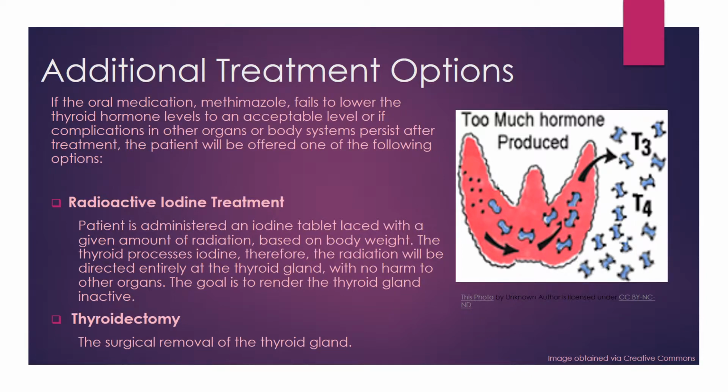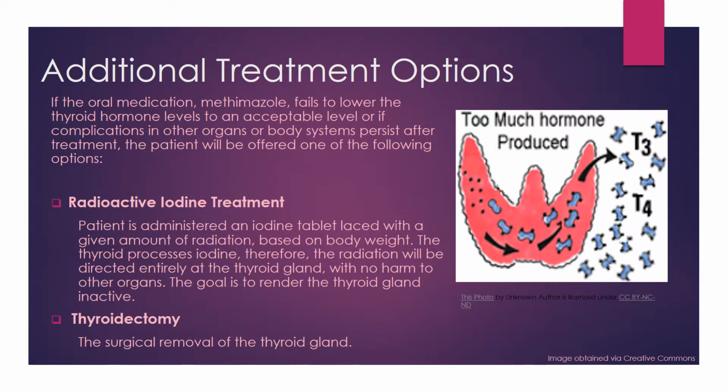Additional treatment options. If the oral medication methimazole fails to lower the thyroid hormone levels to an acceptable level, or if complications in other organs or body systems persist after treatment, the patient will be offered one of the following options. Radioactive iodine treatment. Patient is administered an iodine tablet laced with a given amount of radiation based on body weight. The thyroid processes iodine, therefore the radiation will be directed entirely at the thyroid gland, with no harm to other organs. The goal is to render the thyroid gland inactive.